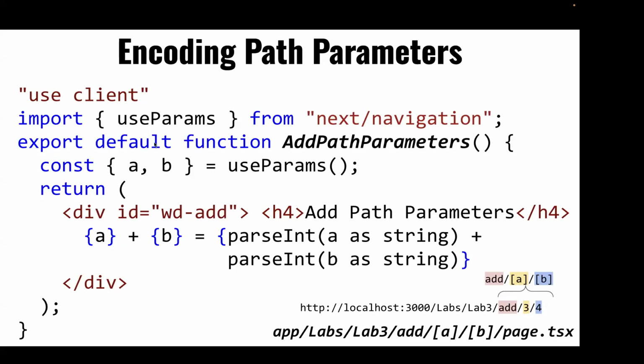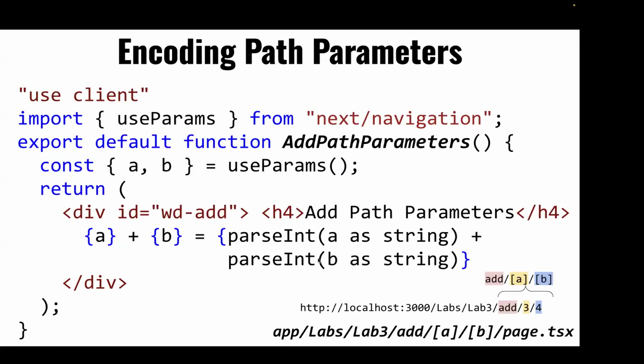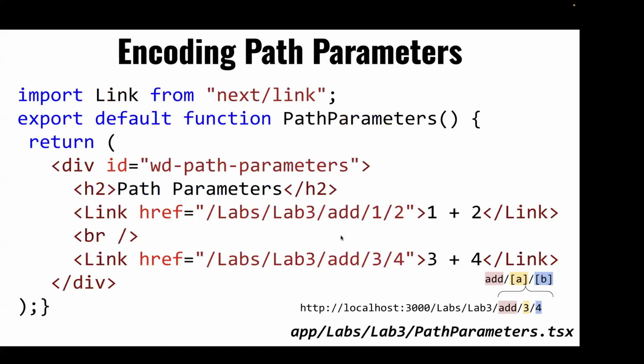You can retrieve them by name using useParams. So useParams can parse the path, pattern match it with the position, and then give you the values, matching the names that you gave it, A and B. And then internally, these are strings that can be parsed into integers, and then you do some arithmetic operations on them.